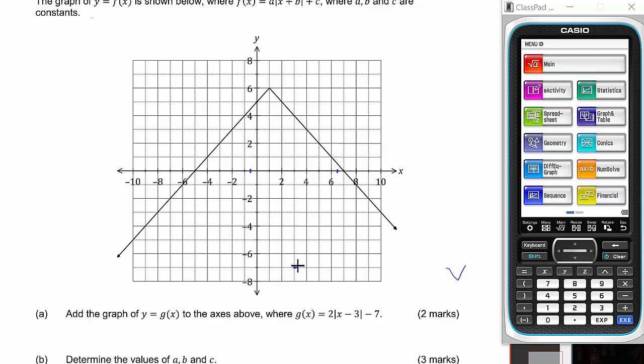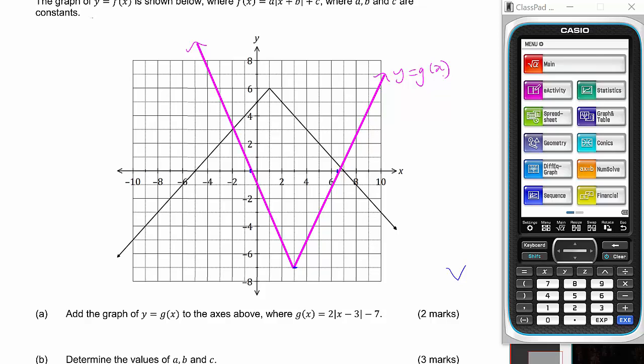So we should be able to draw that on, like so. Just going to select the right colour, and let's just make that y equals g of x. Okay, so that's all good.